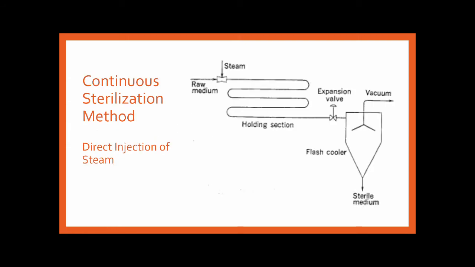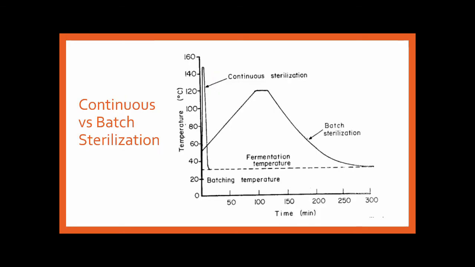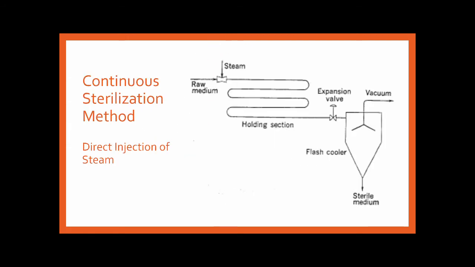So these are several modes of continuous sterilization. For example, you have a raw medium coming in, and then you inject steam there. While inside the holding section, the temperature increases rapidly, like in the graph. So you have an immediate increase in temperature. And then the holding section allows the steam to operate inside. Expansion valves allow the steam to escape outside, and your sterile medium goes to your flash cooler.